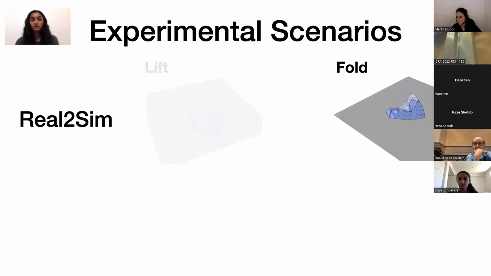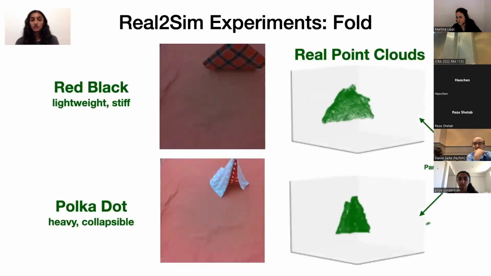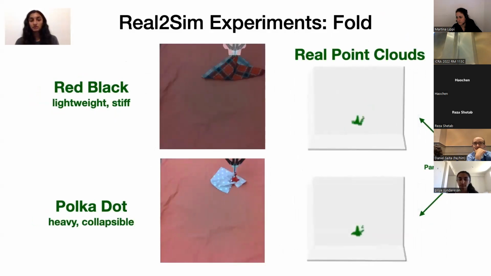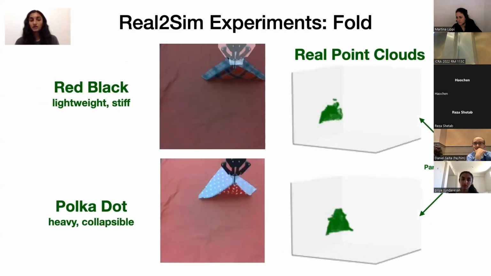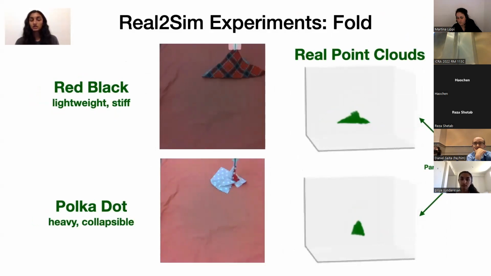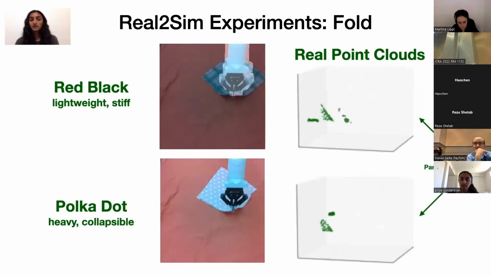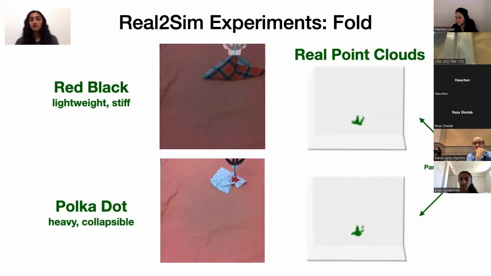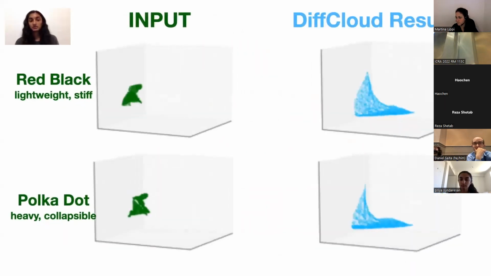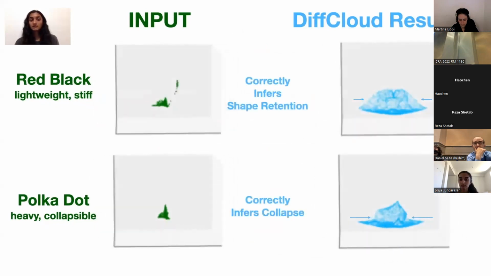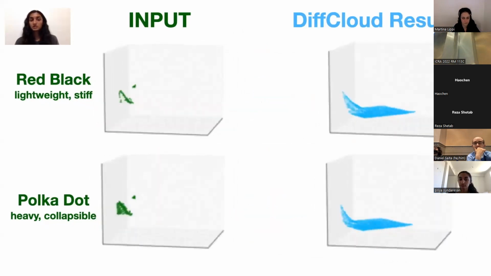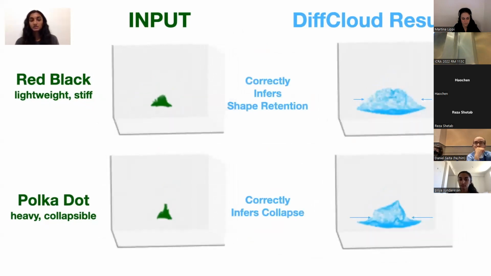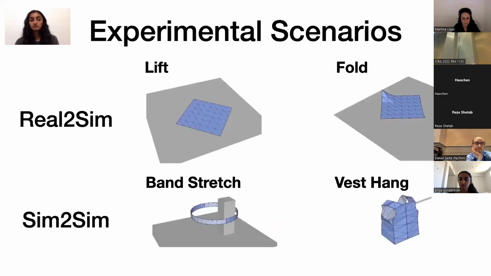Next, we move on to fold. Similarly, we show the trajectories for 2 cloths of very different properties. We note that the fold scenario exhibits a high degree of self-occlusion and partial observability. Nearly half the cloth is not apparent in the point cloud due to the resting half of the cloth being indistinguishable from the table surface. Still, DiffCloud finds parameters that fit the observed trajectories and learns the shape retention versus self-collapse properties.